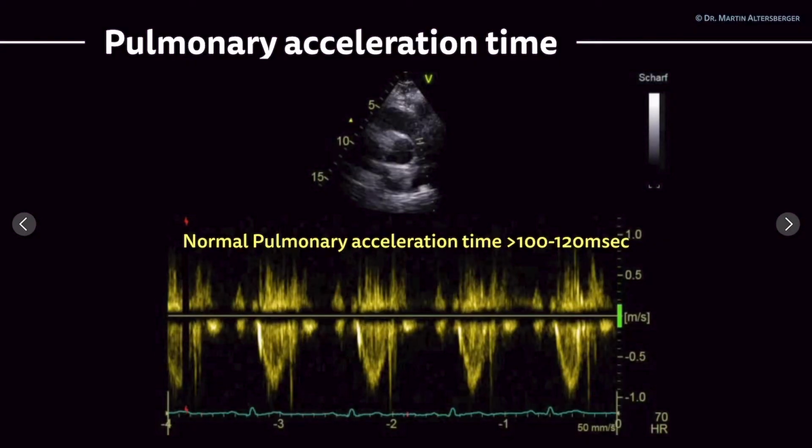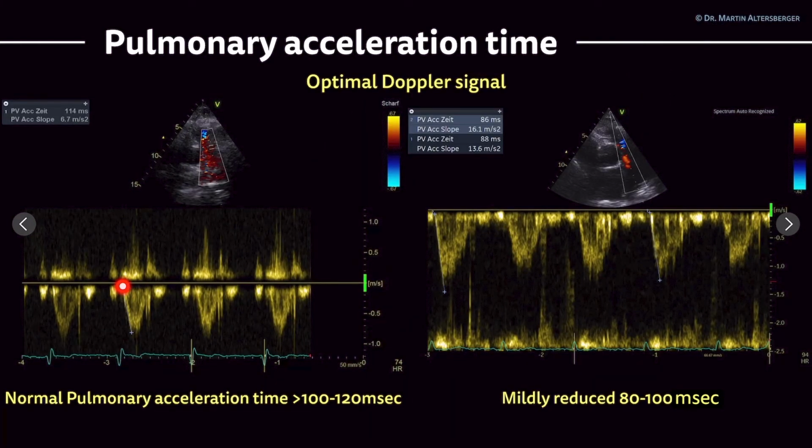Well, we can measure, for example, the pulmonary acceleration time. The pulmonary acceleration time is this time interval over here. You see, this is where right ventricular systole starts, and until you reach the peak, a certain time interval passes. And that's the pulmonary acceleration time. Depending on age, the normal value is above 100 to 120 milliseconds. So this would be a normal example of a pulmonary acceleration time.